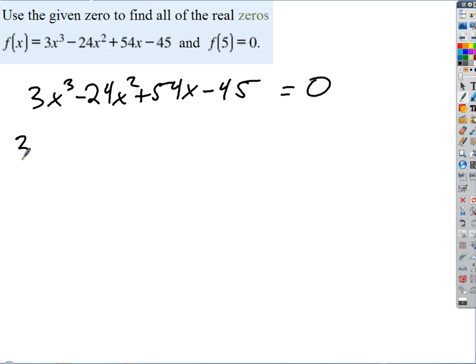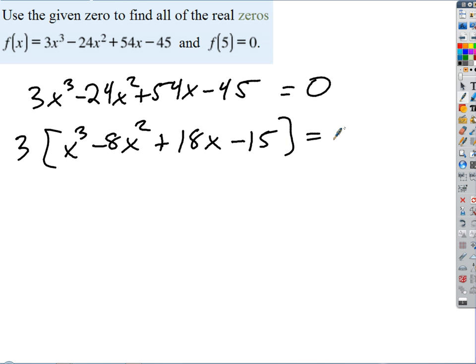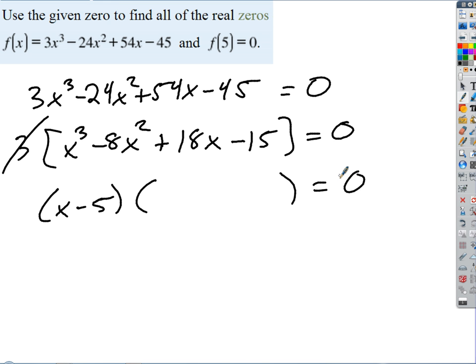So I could factor a 3 out, and that leaves me with x cubed minus 8x squared plus 18x minus 15. I could just divide both sides through by 3, couldn't I? Get rid of that. So there, I trimmed it down a little bit. I just essentially divided both sides by 3. Now I know that 5 is a zero, so I know this thing is going to split up into x minus 5 times something. The something is what I get by dividing. So we'll just synthetically divide again.